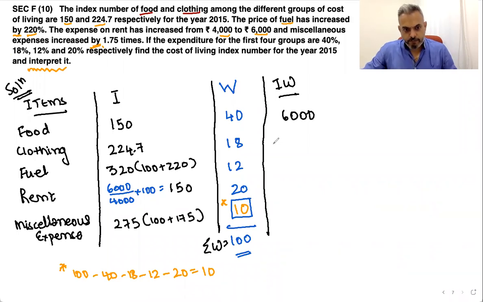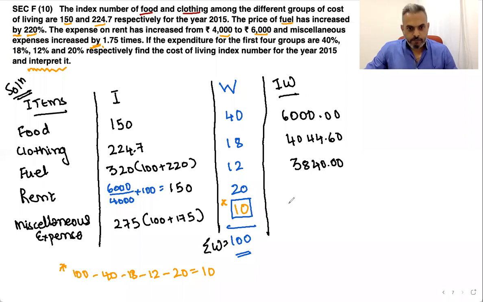6,000, 4,044.60, 320 into 12, 3,000 and 2750.